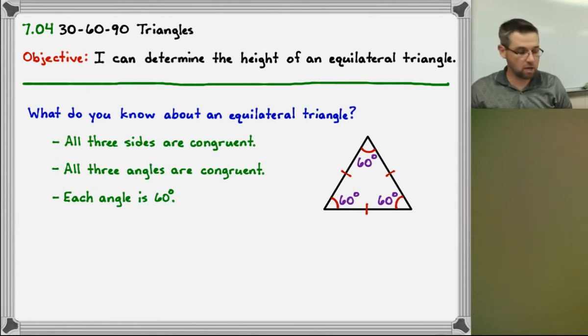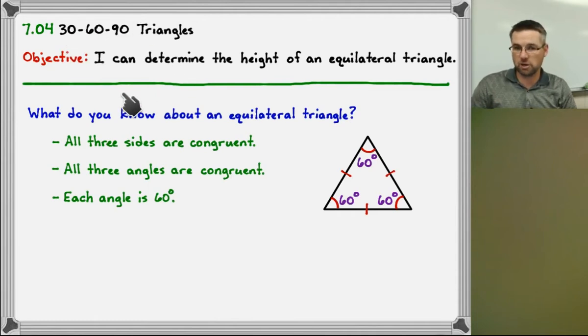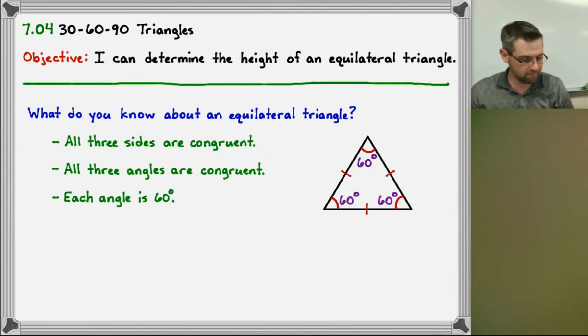You go, well, what does that matter? You'll notice that our special right triangle, when we get to it, has one of the angles as 60 degrees. Well, here's one angle with 60 degrees. Where does the 30 and the 90 come from? Let's find out.